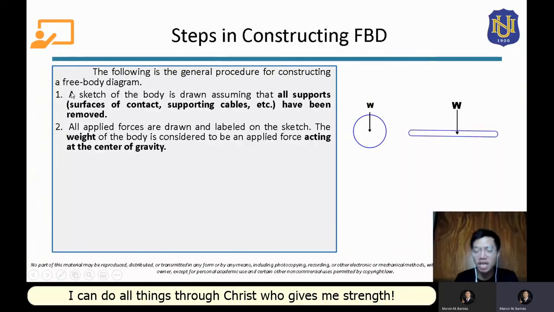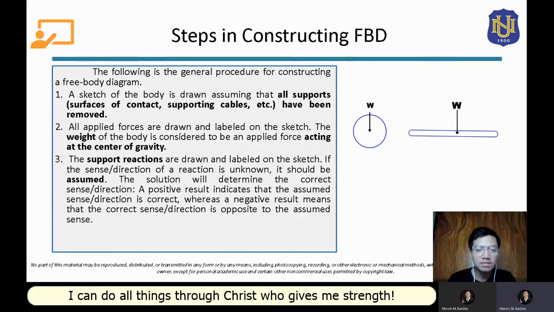Now also for any shape of a body, the weight of that body will always act, or be applied, at its center. So that's where you apply the weight as an applied force on a body.